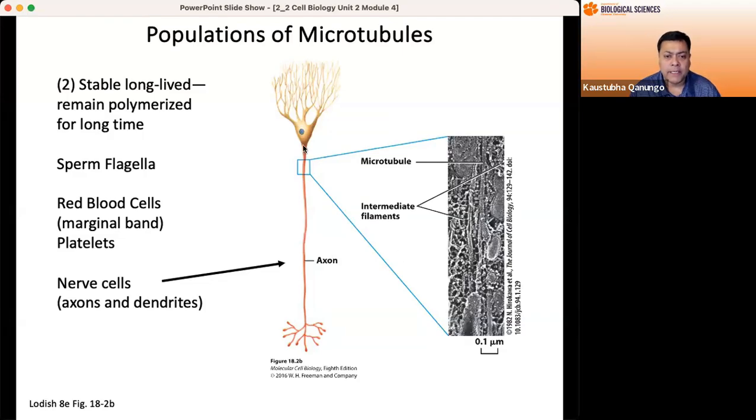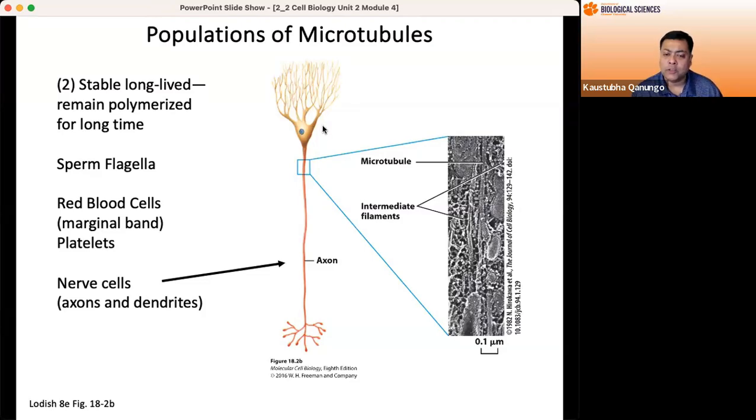You see these intermediate filaments. The intermediate filaments are essentially for the structural integrity of these long axons of the nerve cells, total structural integrity, so that when you move, they don't tear apart. But all the movement of material happens on these. So where are these movements?